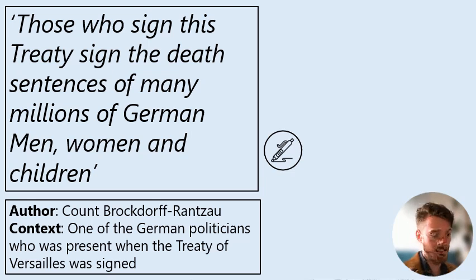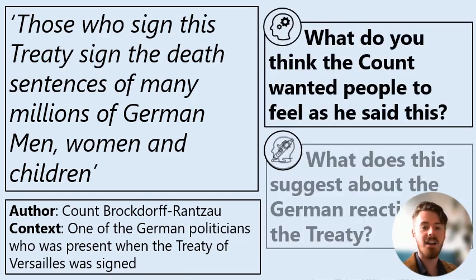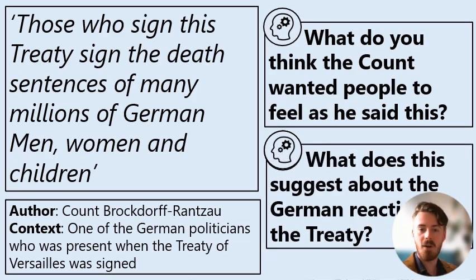So here is a classic quote from one of the people who signed the Treaty of Versailles, Count Brockdorff-Rantzau. "Those who signed this treaty signed the death sentences of many millions of German men, women, and children." Right? He had to sign this. He agreed and signed the piece of paper, but he's telling people, you've killed millions of German men, women, children. Right? Germans did not feel good about this.